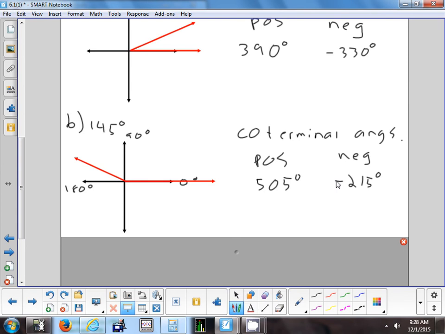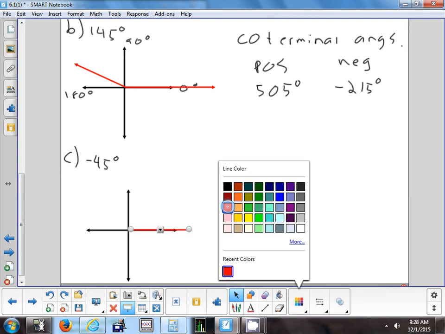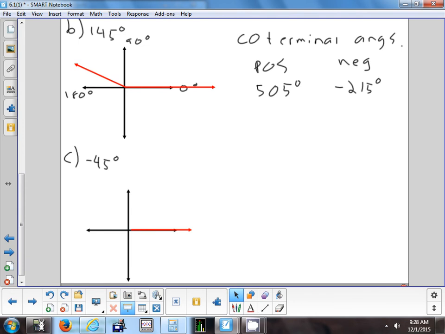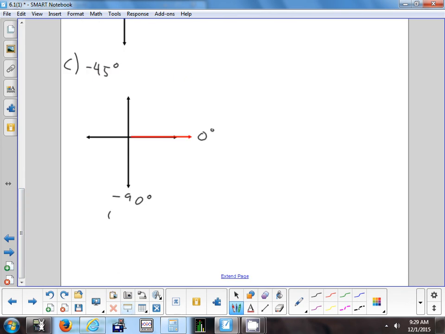Okay, and negative 45. All right, so let me sketch my initial side. Okay, well, where's my terminal side going to be? Down, which quadrant? Yeah, that's going to be in quadrant 4. Is it going to be closer to 0? Is it going to be closer to negative 90, which is the same as 270? Or is it going to be right in the middle? Yeah, it's right in the middle. Okay, so that's a negative 45.